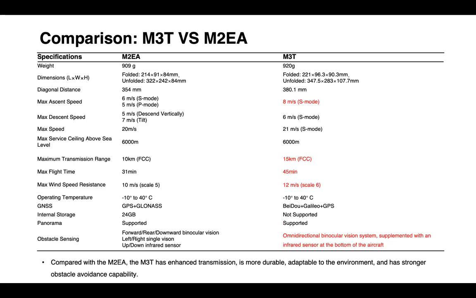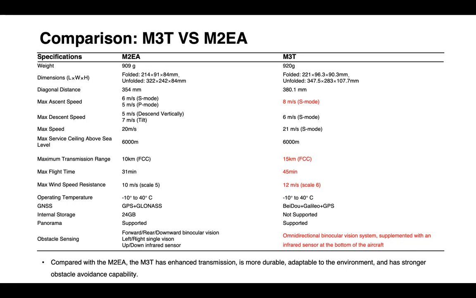Moving over to the M3T compared to the Mavic 2 Enterprise Advanced system. So similar weight and size, obviously both Mavic platforms here, but when getting into the Mavic 3T, we start to see some additional ascent speed here, transmission range, the max flight time, a huge difference there with 14 additional minutes, the ability to fly in the higher winds as well, quite important, and then expanded obstacle sensing as well.